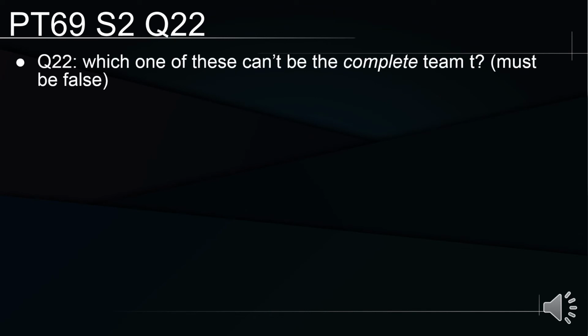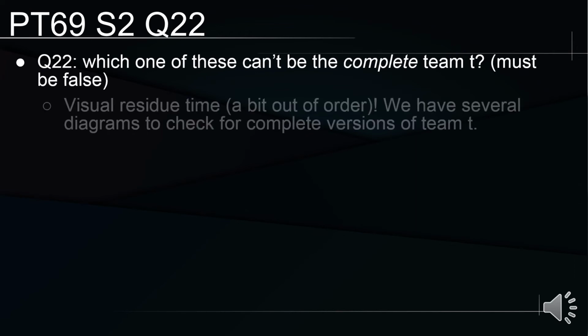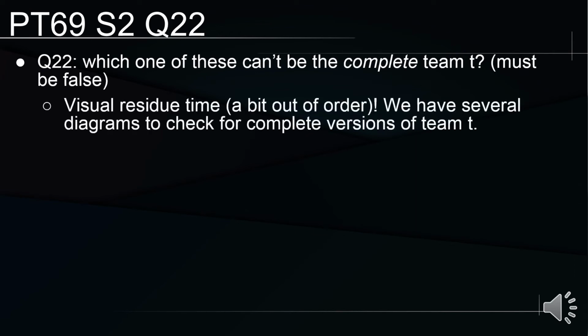So let's push on to question 22 before I repeat myself yet again. Which one of these can't be the complete roster for Team T? So this is a must-be-false question. Because we're getting near the end of the section, we have quite a bit of visual residue. Not as much as for some other games, but a decent amount, I think. I'm moving a little bit out of order. Visual residue is the first place I go because it's so low effort. We have several diagrams to check for complete versions of Team T.